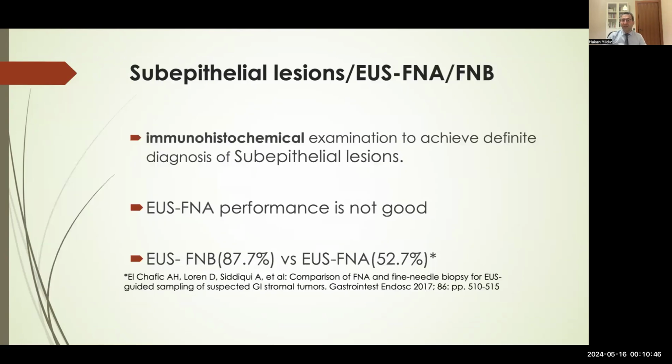For subepithelial lesion, use FNA or FNB of the lesion and immunohistochemical examination to achieve definitive diagnosis of the subepithelial lesion. FNA performance is not good for the GIST, but FNB core biopsy increases the diagnostic performance.